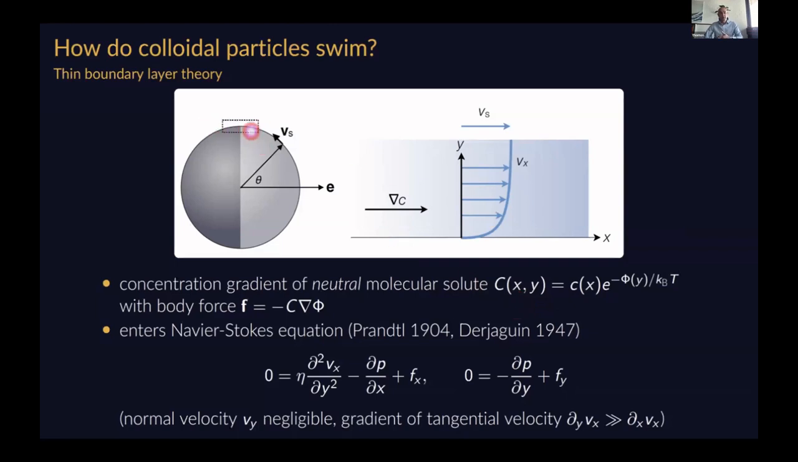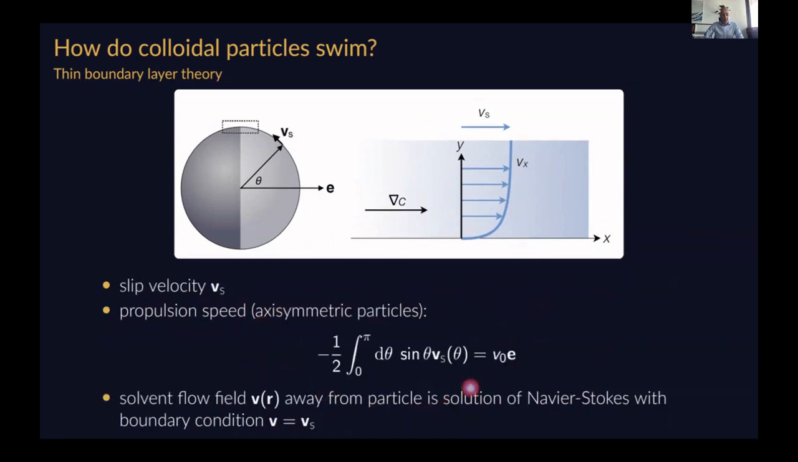So the typical approach is you have your particle, you look at the surface of the particle and the vicinity of the surface. There's a concentration gradient in the lateral direction, and you apply what's called the thin boundary layer approximation. With this, you get a Navier-Stokes equation that you can solve and that gives you the speed of the solvent, the flow profile of the solvent. And from this, you can then calculate, by using reciprocity, what's the speed of the colloidal particle. So this is not the ideal starting point.